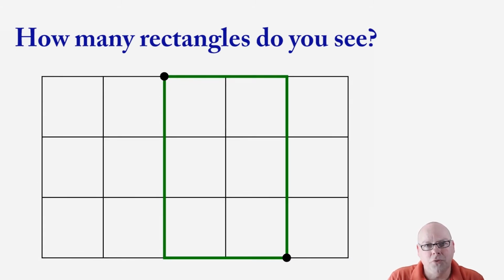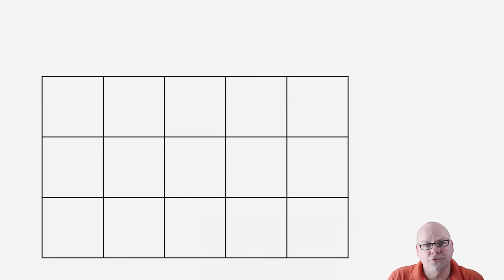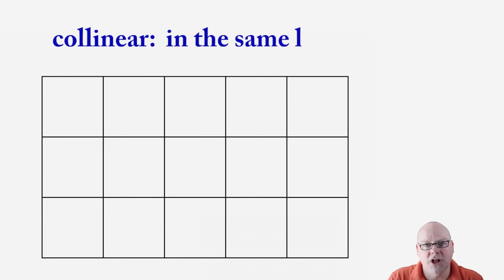Now, do every pair of points create a rectangle? No. In some cases, they only create a line. Here's 2 points that only create a line. Here are 2 more that only create a line. In order to create a rectangle, we need to choose 2 points that are not collinear. Collinear is a mathematical term that means in the same line. So if we have 2 points that are in the same line, they're not going to create a rectangle. So we need to choose 2 points that are not collinear. So if we can find all the pairs of points that are not collinear, we have a means to find the total number of rectangles in the grid.